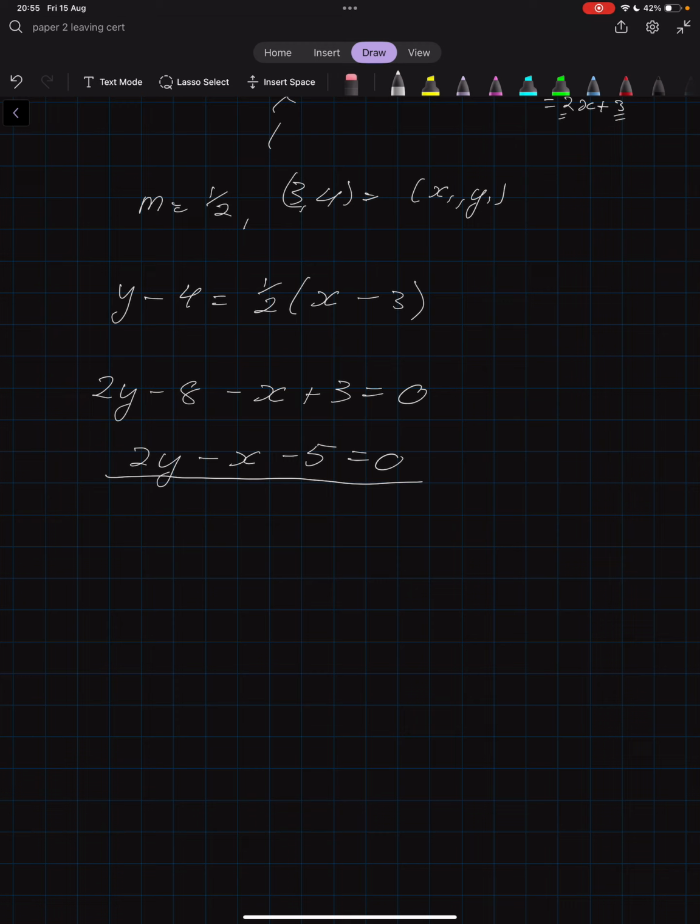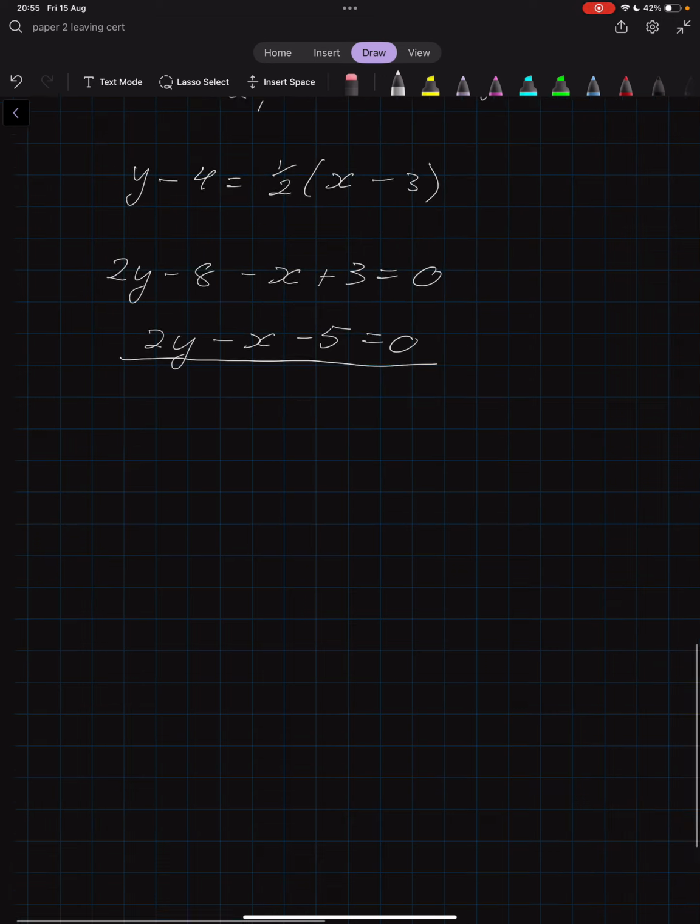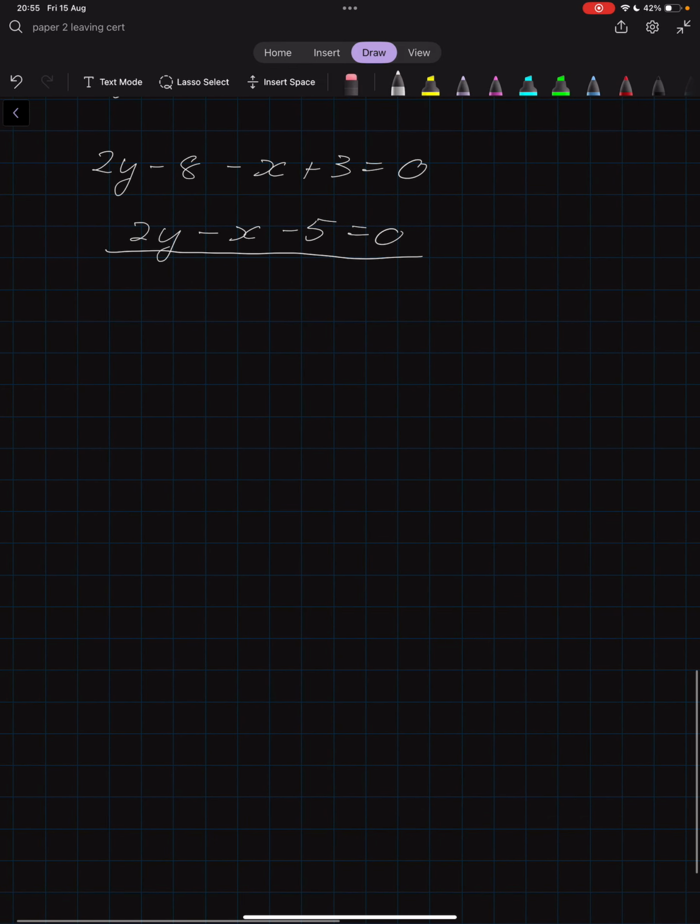Then it says, find the equation of the line which passes through this and this. Okay, the second question was just the exact same, so we're going to skip that. So it says, find the equation of the line which passes through (2, 3) and is parallel to 3x plus 4y plus 6.